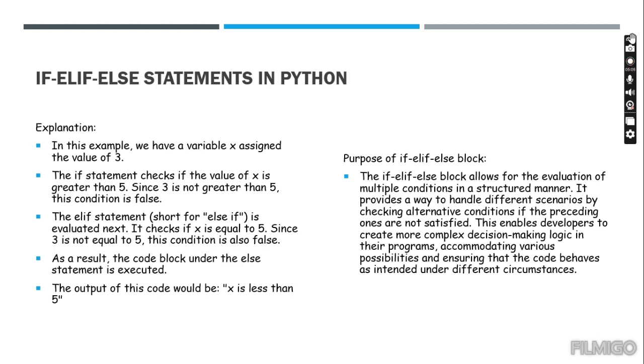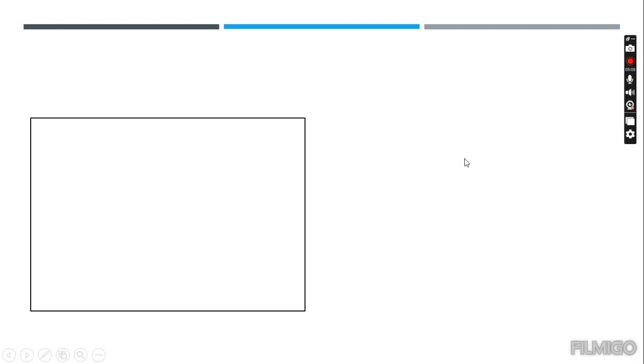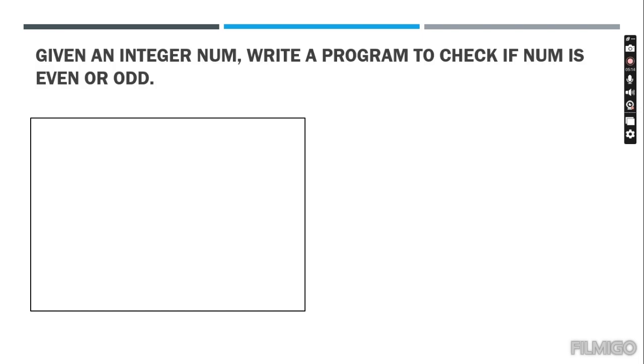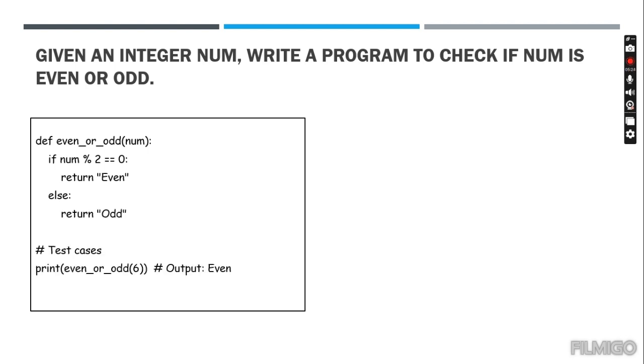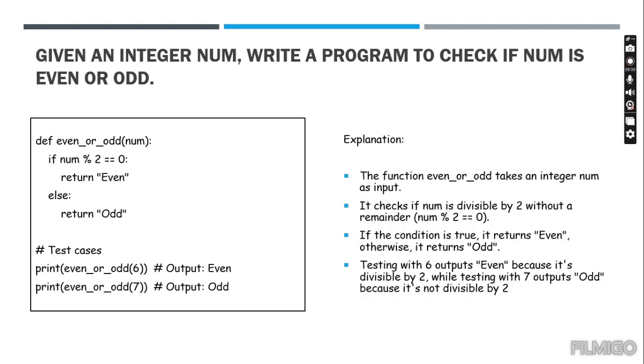Sure, let's go through 3 simple LeetCode solutions involving conditional statements along with output explanations. 1. Problem. Given an integer num, write a program to check if num is even or odd. Solution. Python: def even_or_odd(num): if num % 2 == 0: return "even", else: return "odd". Test cases: print(even_or_odd(6)). Output: even. print(even_or_odd(7)). Output: odd.